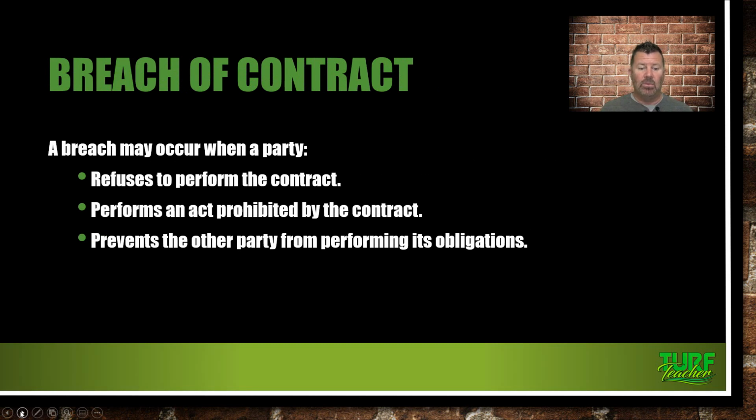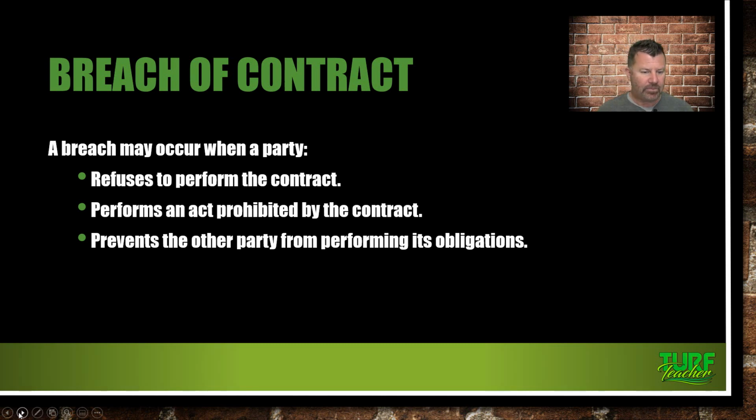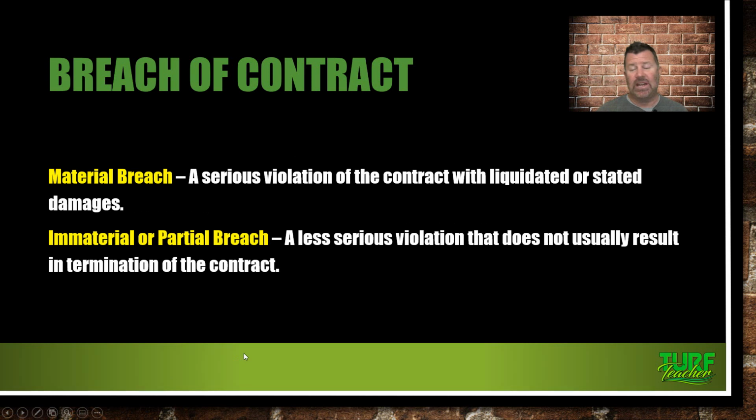Breach of contract. A breach may occur when a party refuses to perform the contract, performs the act prohibited by the contract, or prevents the other party from performing its obligation. I kind of jumped the gun a while ago and jumped in on this a little bit right from the chapter. A material breach is a serious violation of the contract with liquidated or stated damages. And then an immaterial or partial breach is a less serious violation that does not usually result in termination of the contract. They'll kind of slap you on the hand and say, just do your job.